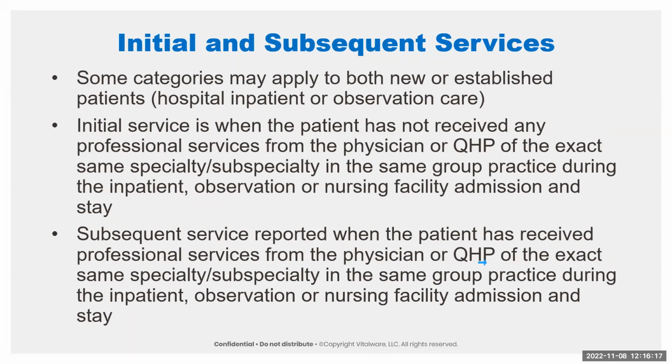All right, and now we are going to have some services that are initial and subsequent. For example, the inpatient hospital and observation services. So the initial service is when the patient has not received any professional services from the physician or QHP of the exact same specialty or subspecialty in the same group practice during the inpatient observation or nursing facility admission and stay. So what this is, it's kind of similar to the new patient versus established patient, except that it's applying to that stay. So a subsequent service is reported when the patient has received the professional services during the stay.